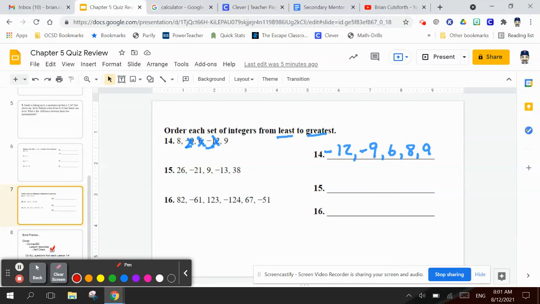Number 15, same thing. Look at your negative numbers first. -21 and -13. Which one is closest to 0? -13. So that means that -21 is the smallest number. Then it's -13. So then when we look at our positive numbers, which one's closest to 0 is going to be the smaller number, which is 9. Of 26 and 34, which one's smallest? 26. And then 38.